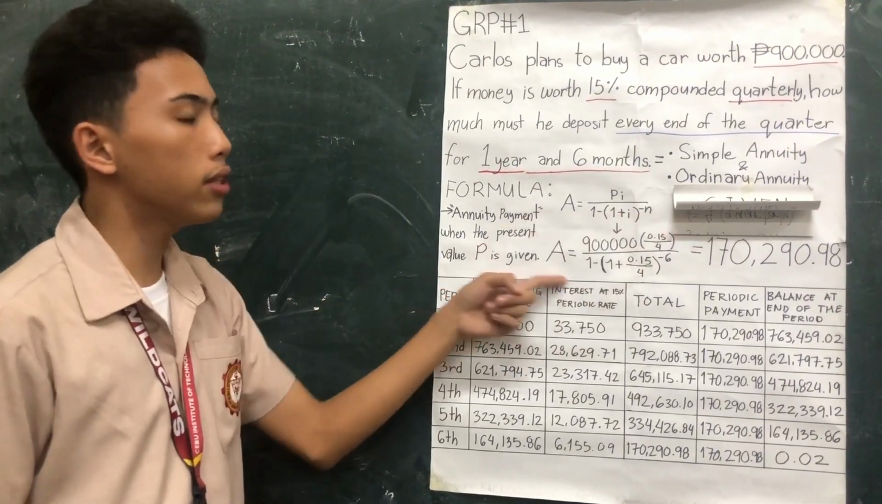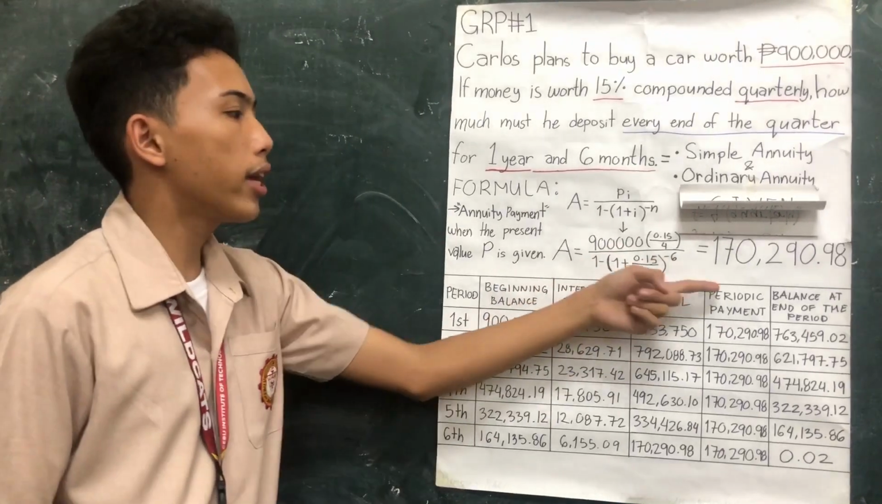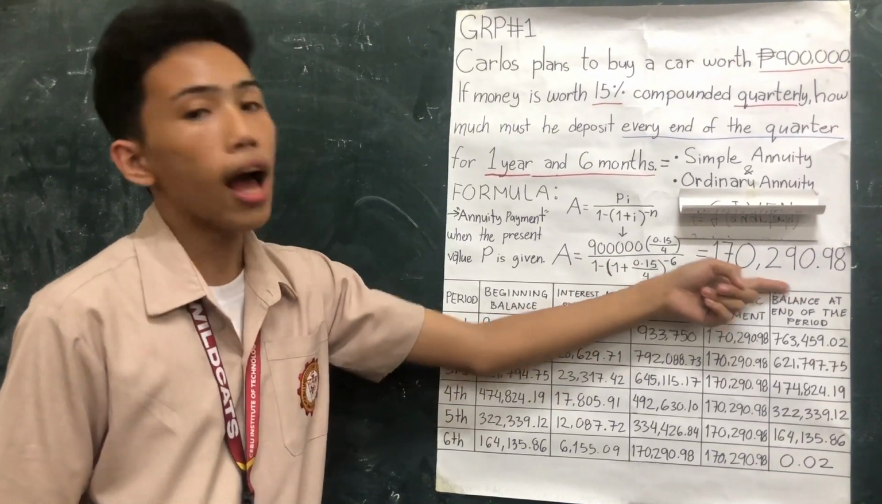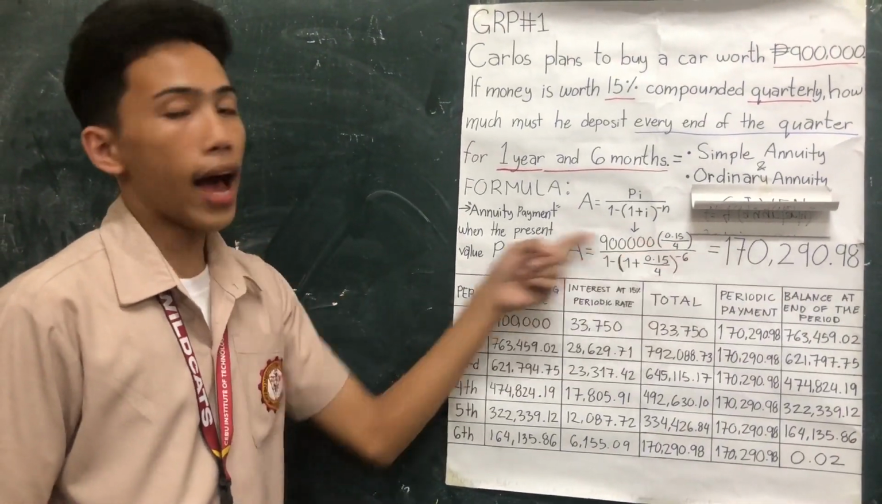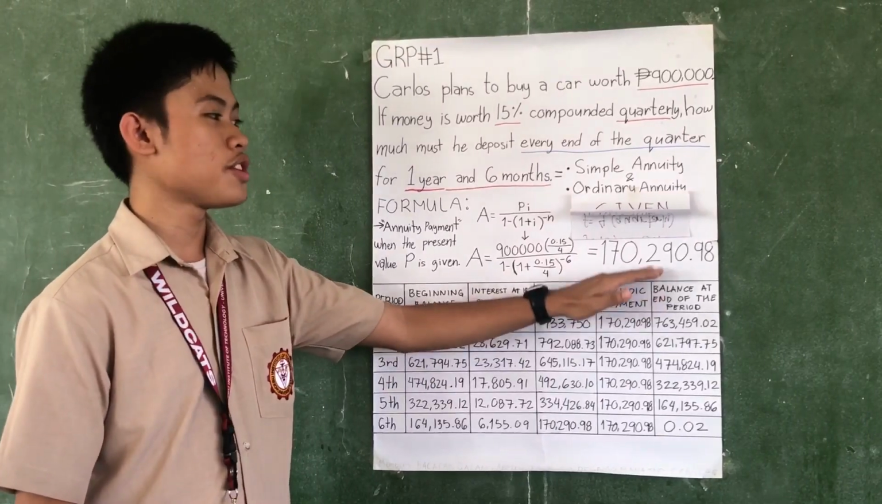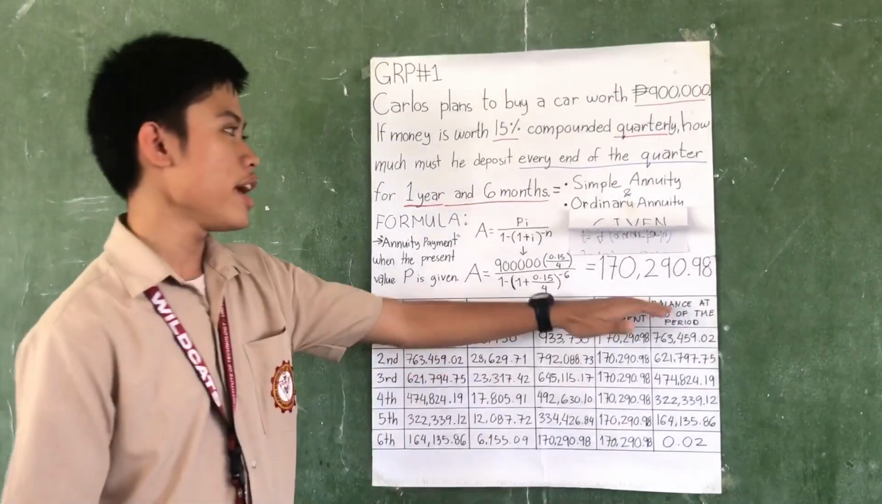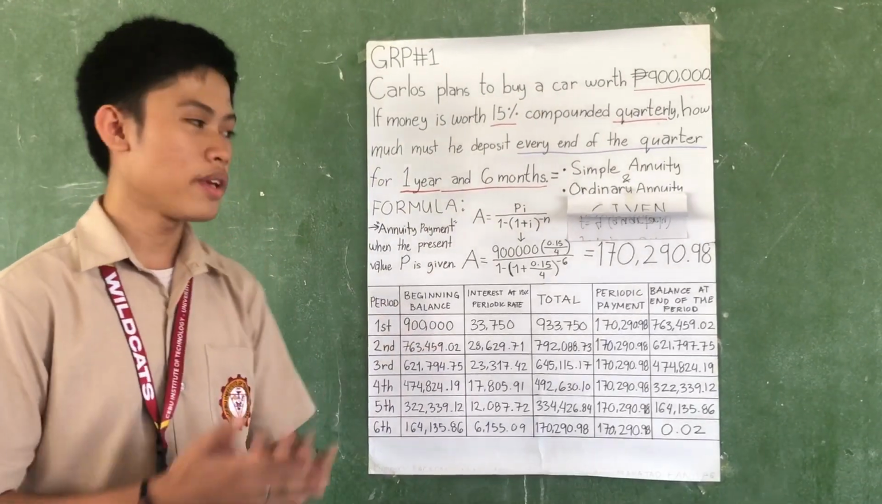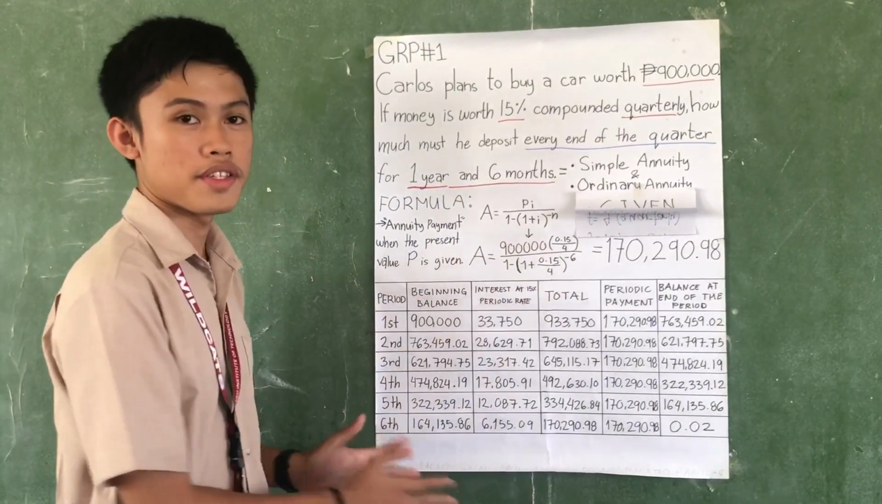If you solve this in our scientific calculator, we get 170,290.98 pesos. That is our annuity payment. Now we have our periodic payment, which is 170,290.98, and our beginning balance of 900,000. We can now begin to form this table.